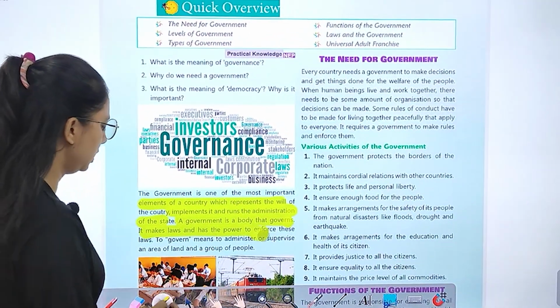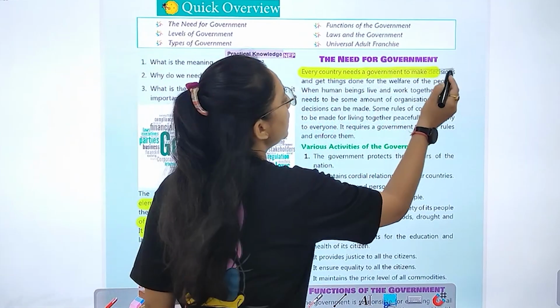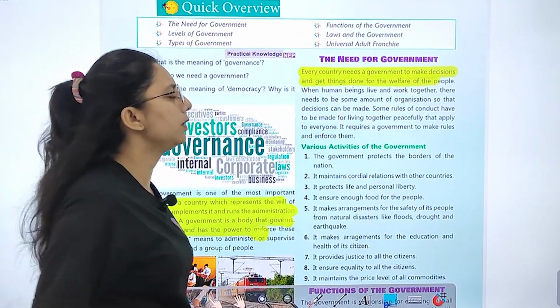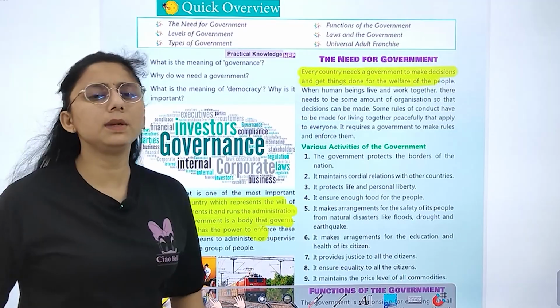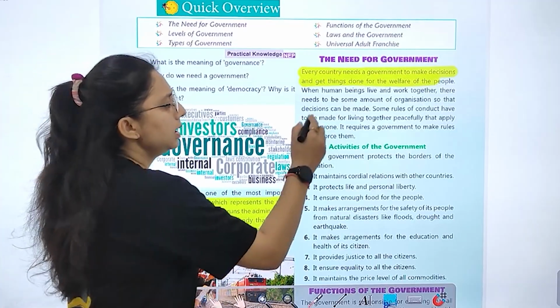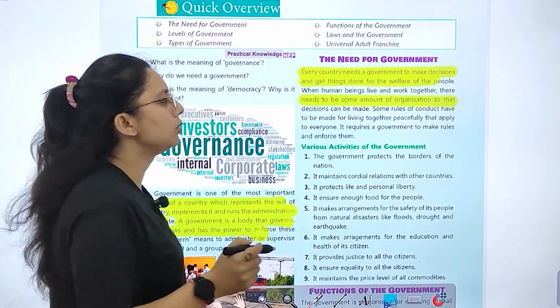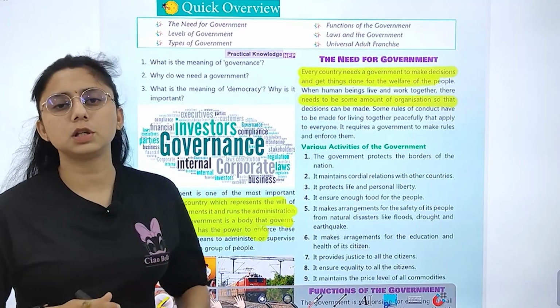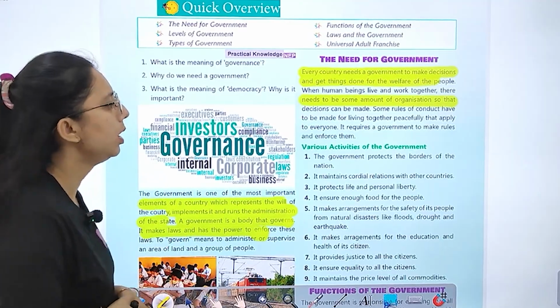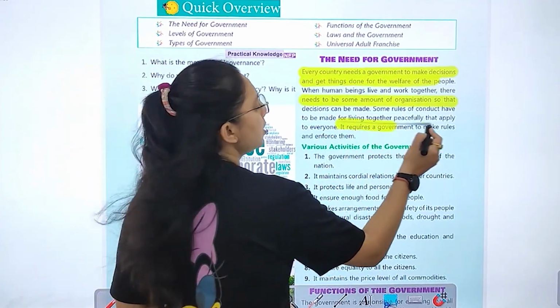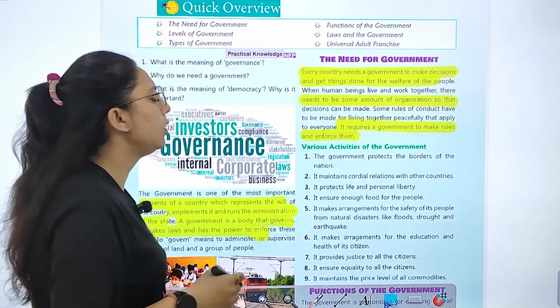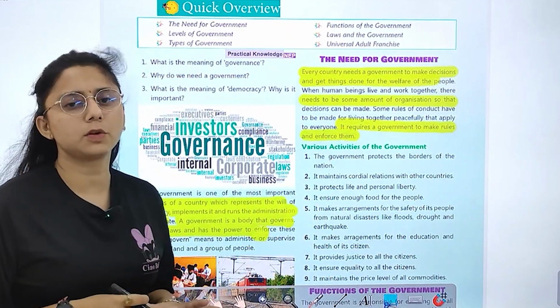Why do we need government? So every country needs government to make decisions and get things done for the welfare of the people. When human beings live and work together, there needs to be some amount of organization. Some organization will be needed, only then can we do this. It requires a government to make rules and enforce them. Now let's study about the various activities of the government.